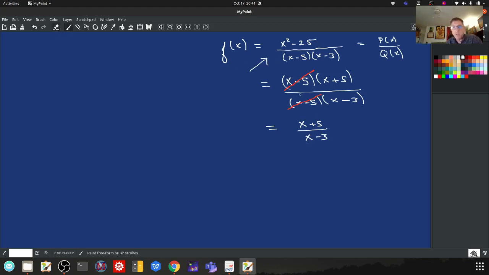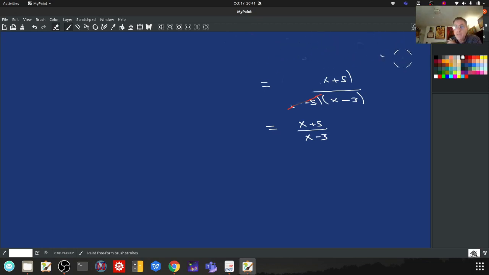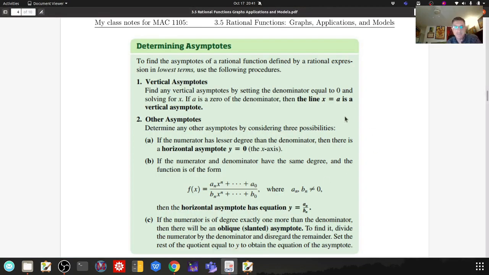I just wanted to make sure you understood that, because our theorems require that our rational function be reduced to its lowest terms. So if you're doing this and you're not getting things right, that may be because the original function is not reduced to its lowest terms. So let's go back to our check.